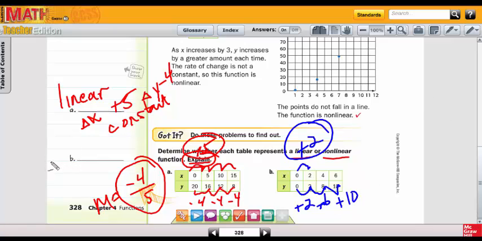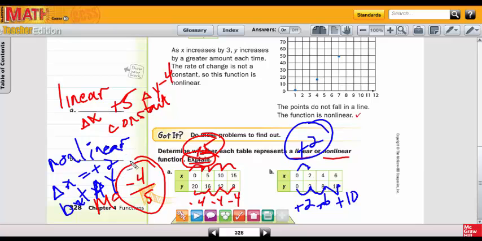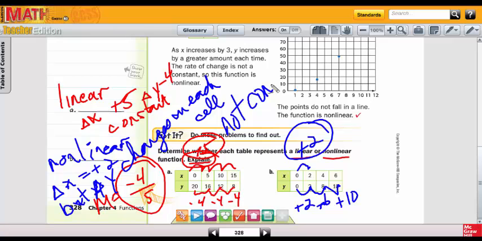So this is nonlinear. And your explanation would say that the change in x equals plus 2, but the change in y changes in each cell. It is not constant, would be another way to put it. The change in y is not constant. That'd be a great way to get right to it quickly. Not constant. Change in y is not constant.